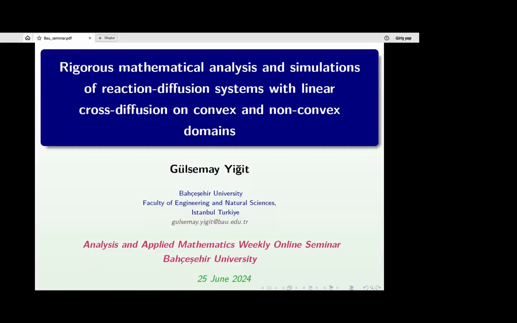Today's main theme will be reaction-diffusion systems. I'll talk about the mathematical analysis and my numerical simulations. And there will be two important concepts today. One is the geometry, and the other is the effect of cross-diffusion in reaction-diffusion systems, especially for the pattern formation observed in nature.